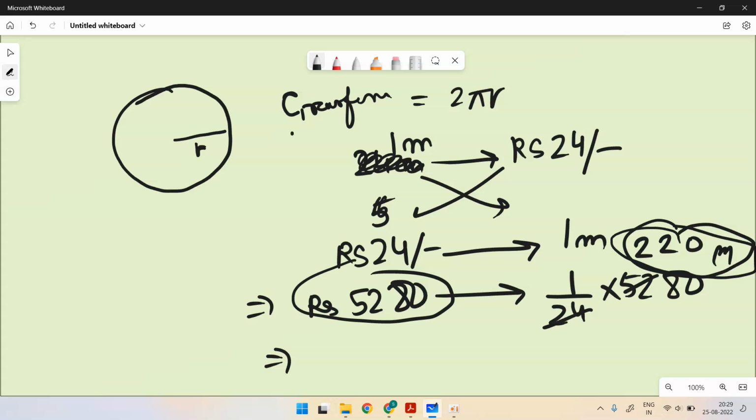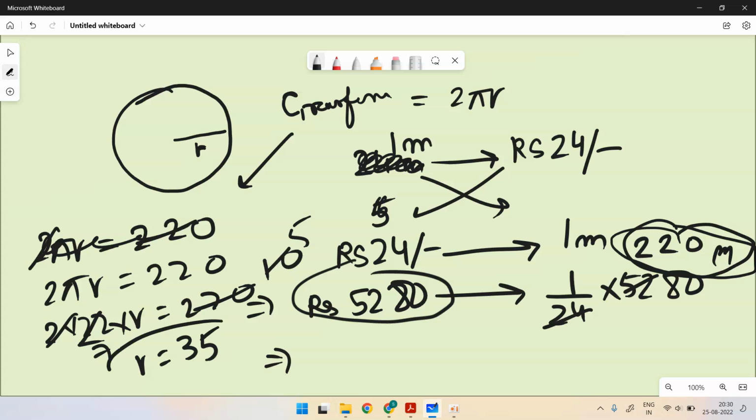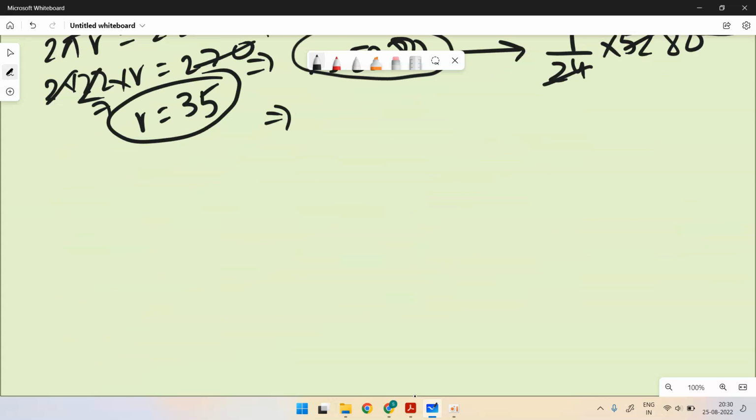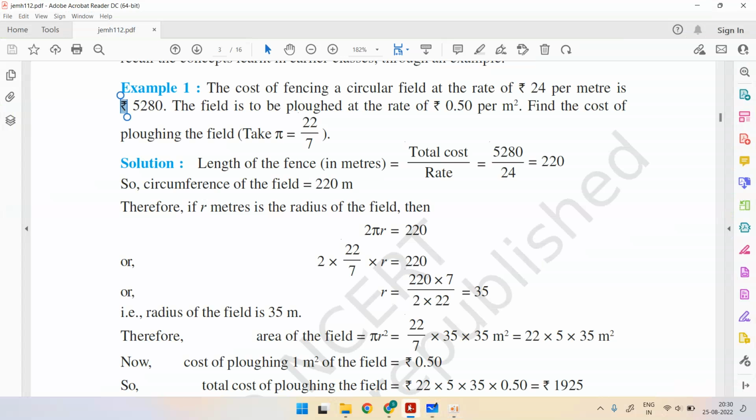Now the circumference 2 pi r is equal to 220 meters. So 2 into 22 by 7 into r is 220. Cancelling, r is 35. Now this is to be ploughed, which means you need to calculate the area. Area is pi r square. R is given, so put in the value and get the area.